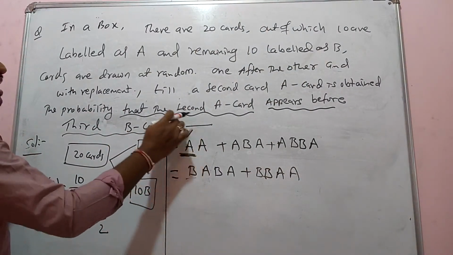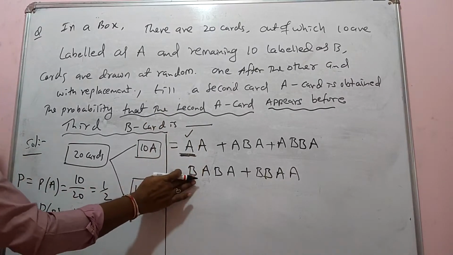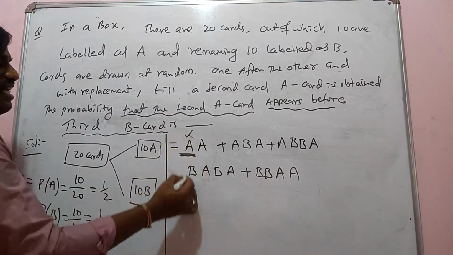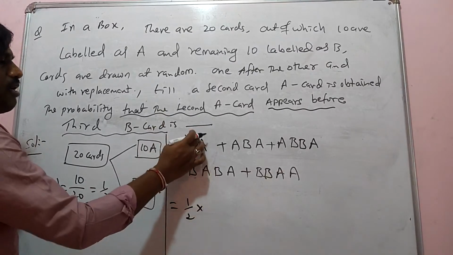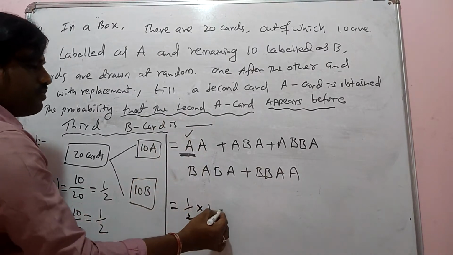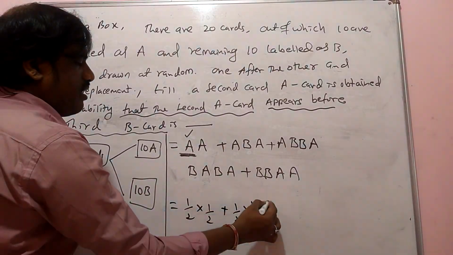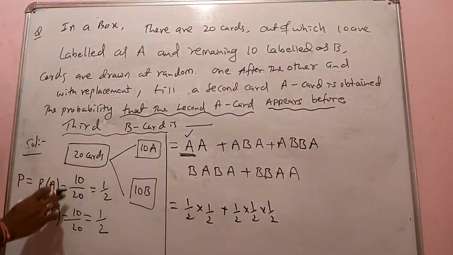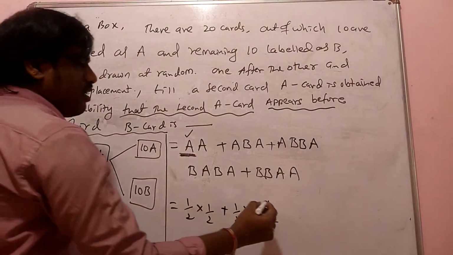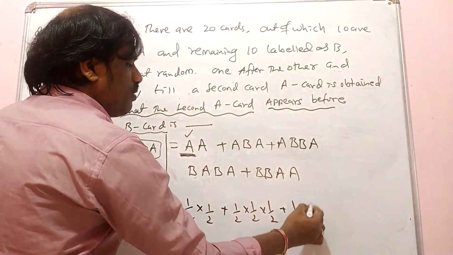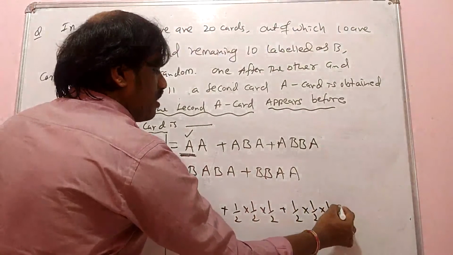So probability of getting A. Now you can calculate this answer, very simple. Here the probability of getting A is 1/2. Here the probability of getting A is 1/2. Here I am getting 1/2, 1/2, 1/2, because A getting and B getting is the same. And here I am getting 1/2, 1/2, 1/2, 1/2.